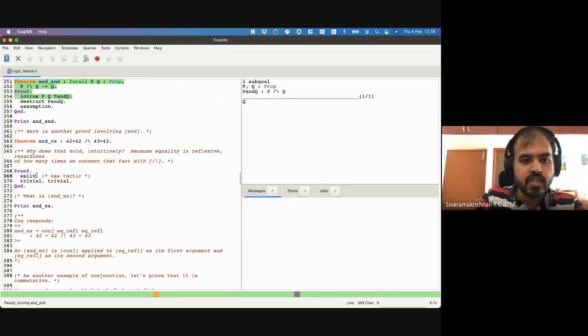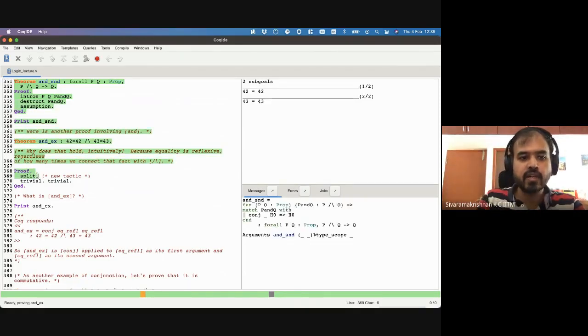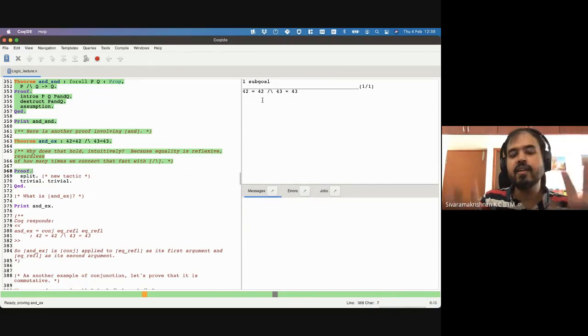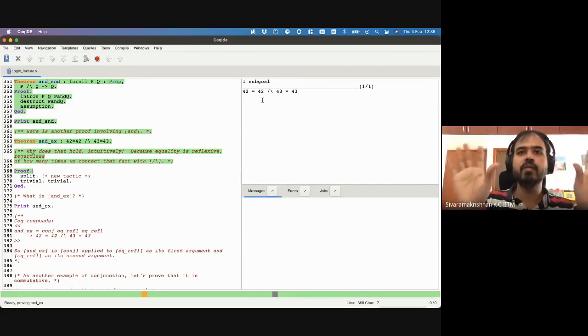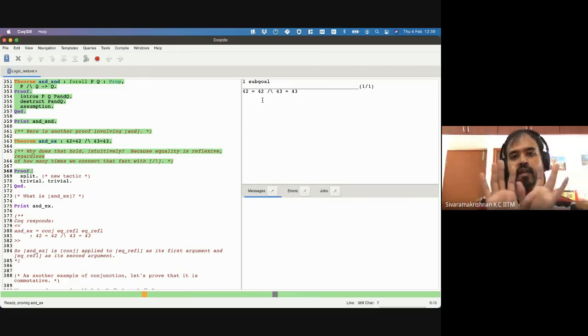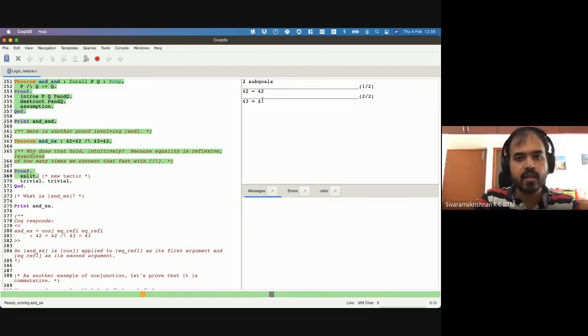Whenever you see conjunction in the goal, it is completely different. In that you have to show that both of them independently hold, right? And then you split them up into two subgoals and you make it go through.